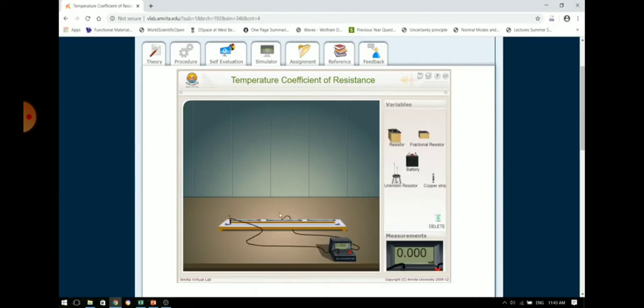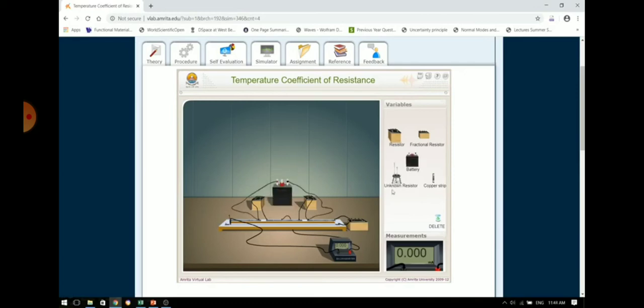Now we have to calculate the unknown value using the Carey Foster bridge. So now the copper strip is not required. In place of the copper strip you put the unknown resistance. There is a little bit of difficulty putting it in the circuit. I am putting the resistance in gap 2 and 3, and the fractional resistance in the other gap 4, and the unknown resistance. So make sure you put it very carefully.